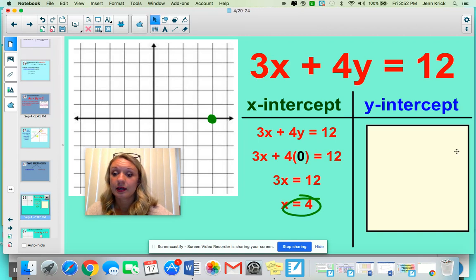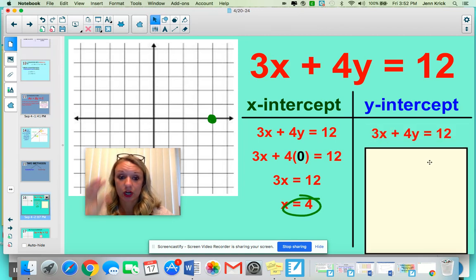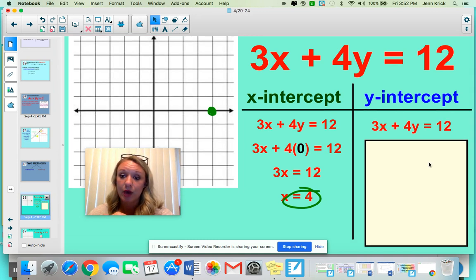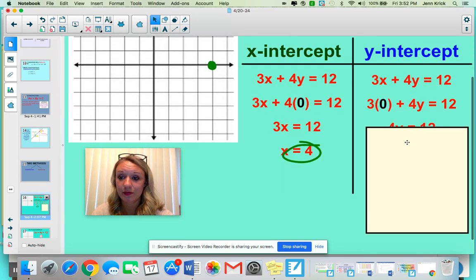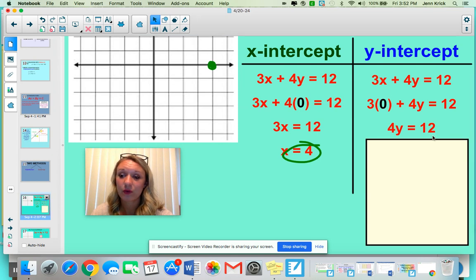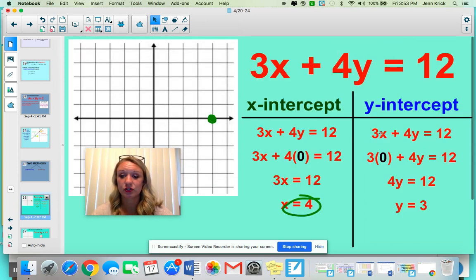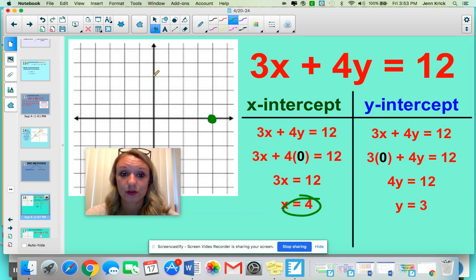Now if I want to find my y-intercept, again, start with your baseline equation, 3x plus 4y equals 12. If I'm finding y, make x 0. When you multiply 3 times 0, it becomes 0, and we're left with 4y. If 4y equals 12, we know that y is going to be 3, based on basic division. So now I know my y-intercept is 3. I can come back to my y-axis, 1, 2, 3. Now that you have those two intercepts, you can connect them with a line and you've graphed that equation.